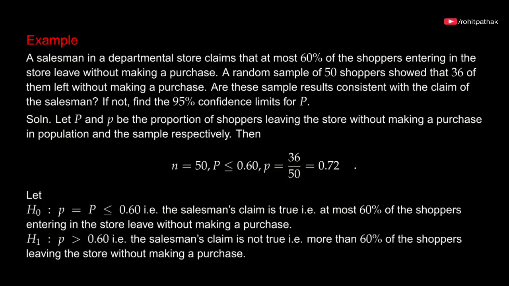But H1 is P greater than 0.60. That means the salesman's claim is not true. More than 60% of the shoppers leave the store without making a purchase. So the salesman's claim will be wrong in case we find P greater than 0.60. That means if the difference between this 60% and this 72% is significant, then only the salesman's claim will be wrong. So here the level of significance is 5%.